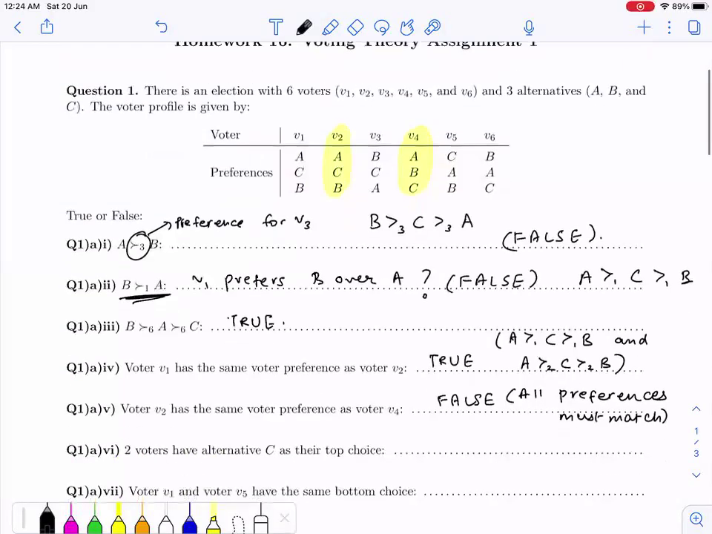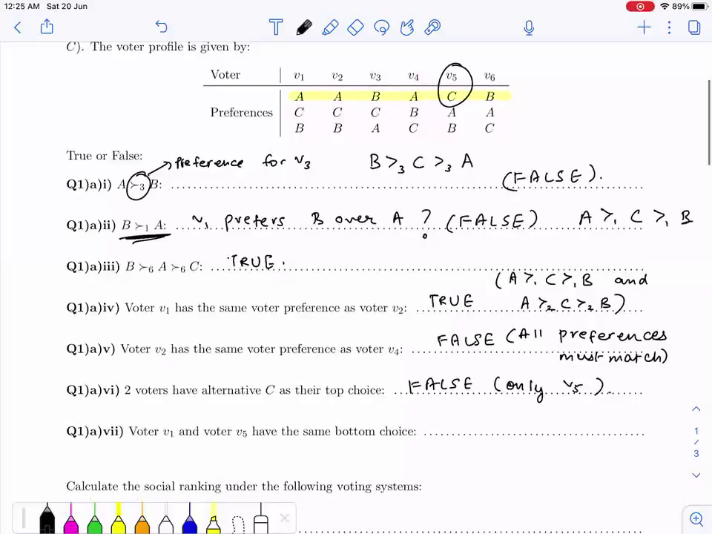Now this one asks you whether two voters have C as their top choice. You see the top choice row, and you see that only voter 5 has C as their top choice. So this is false. There's only one voter who has C as their top choice.